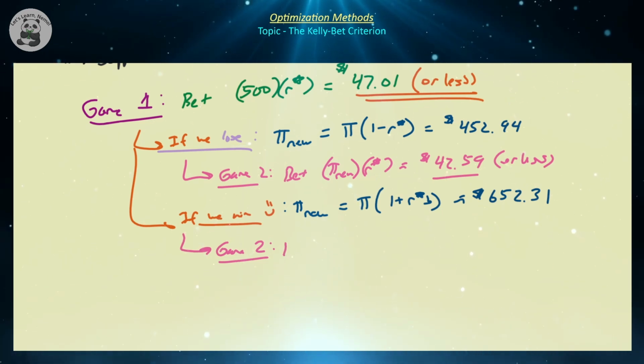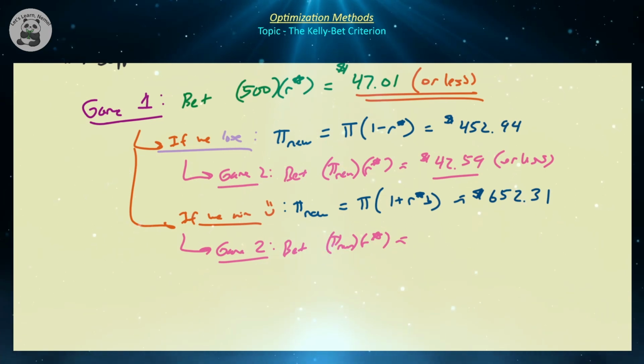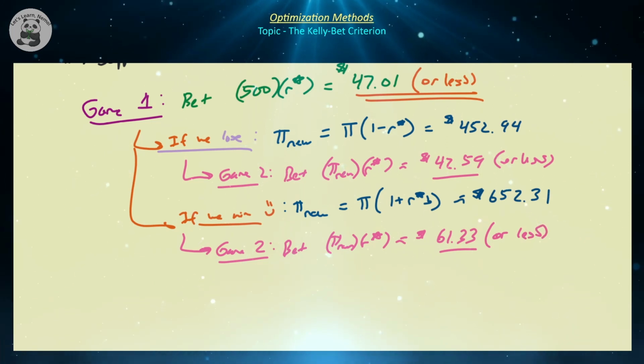Right? So using a Kelly Bet structure, we will bet, again, pi nu times r star. And for this particular structure, when we multiply 652 by our r star, that's going to give us approximately, of course, a little bit more, so it's going to be 61.33, and again, or less. Keep in mind, some people will do a half Kelly Bet or a quarter Kelly Bet, depending on how much they're willing to lose. Overall, that is the main strategy associated to the Kelly Bet criteria and also how to use them in practice.